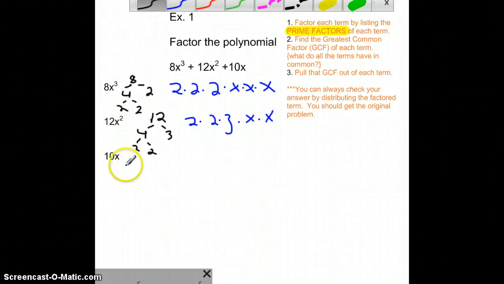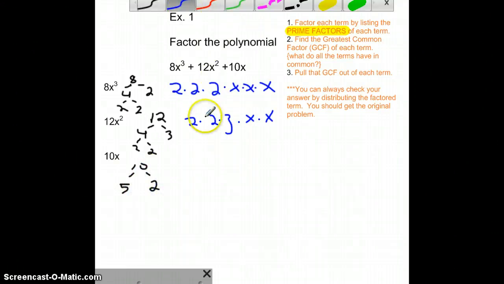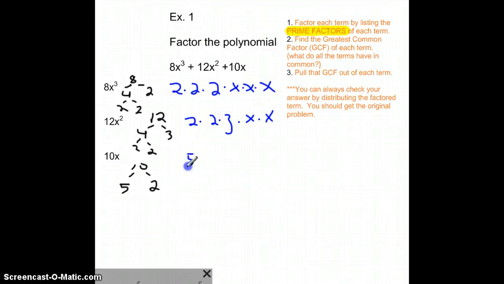Let's take a look at our 10. Let's factor out our 10x. So 10 as a factor tree would be 5 and 2. They both happen to be prime, so let's write up our prime factorization. It would be 5, 2, and then times x.